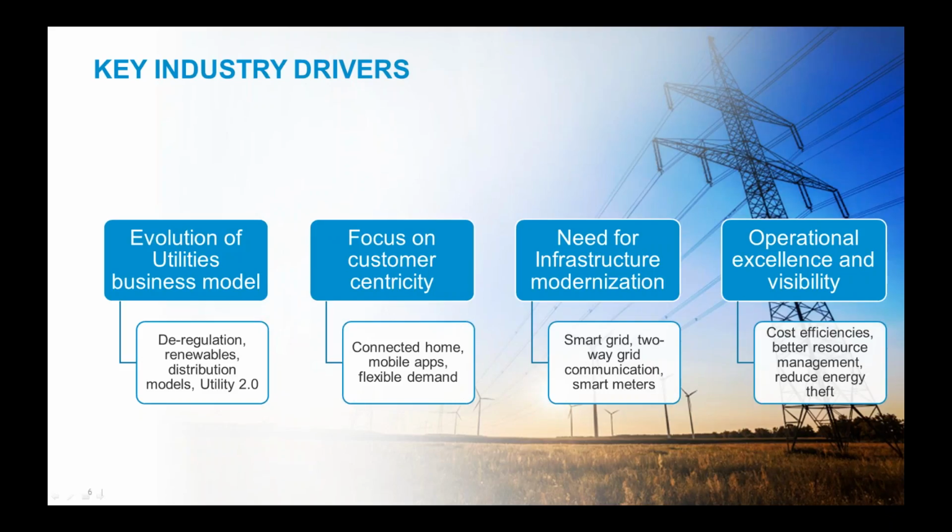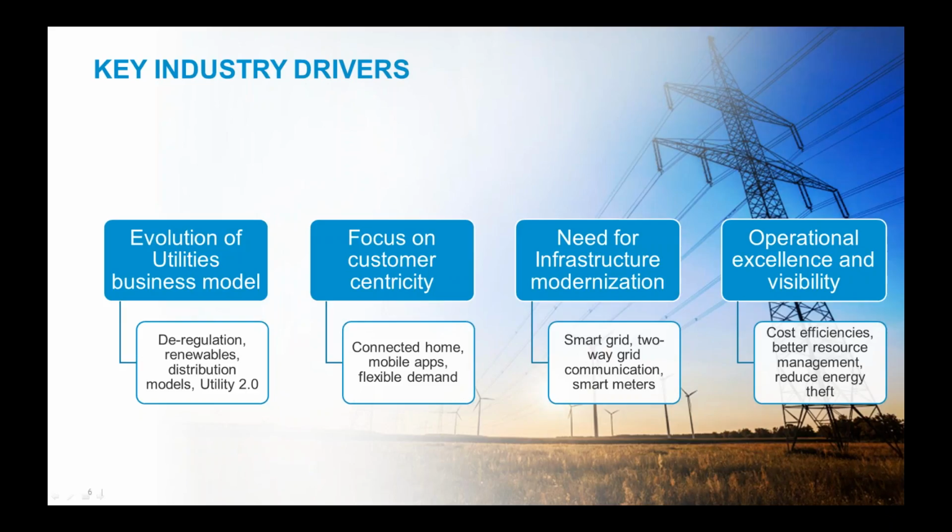The second point is all about the customer. The customer itself is changing. The customer behavior is changing. The customer expectations are changing. And now the customers are looking at the connected home. They're using the new automation kits. They're installing them. They're looking at how they are using energy more efficiently. They want more access via mobile apps, and they want the demand to be very flexible.